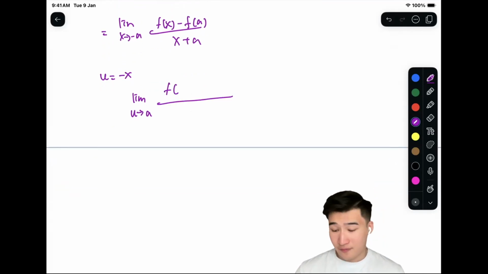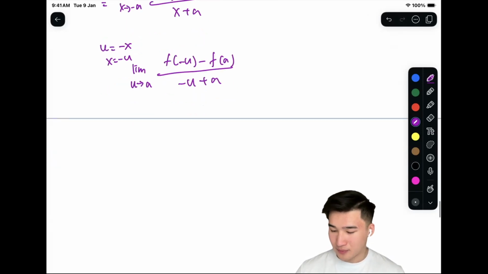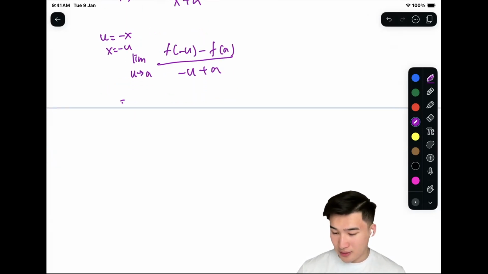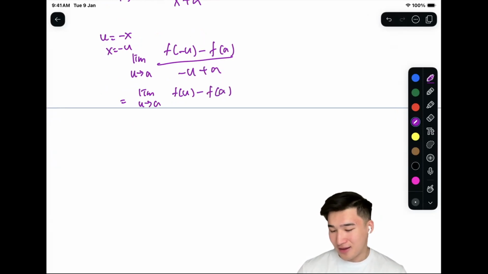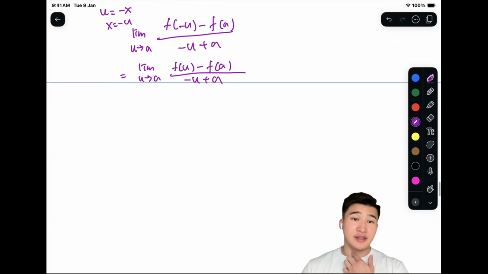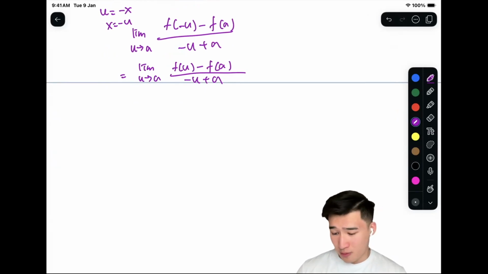So, and then we have f this time, right? x is equal to negative u, so we have f of negative u minus f a, and then we have, again, negative u plus a. Okay, so now we got this formula, and then you have limit u approaching a, and we know that f of negative u is just basically f u, and then you have f a, and then you have negative u plus a. Okay, so again, u is basically our dummy variable, and we're nearly done.